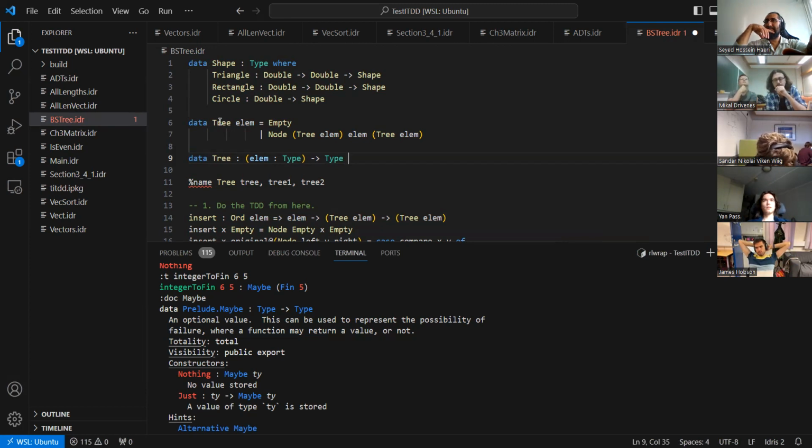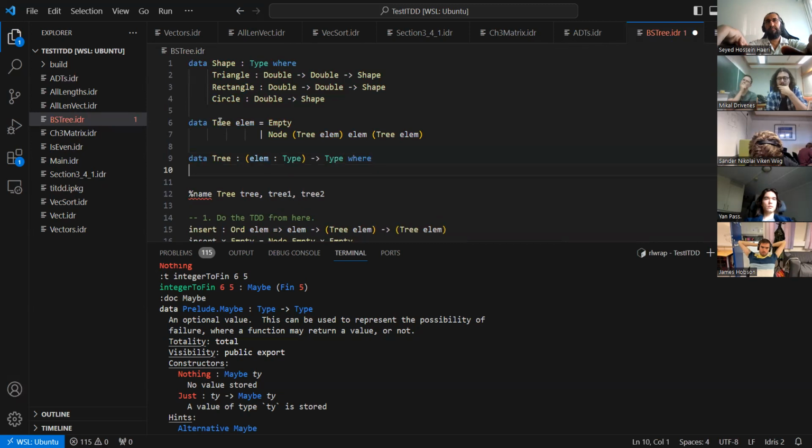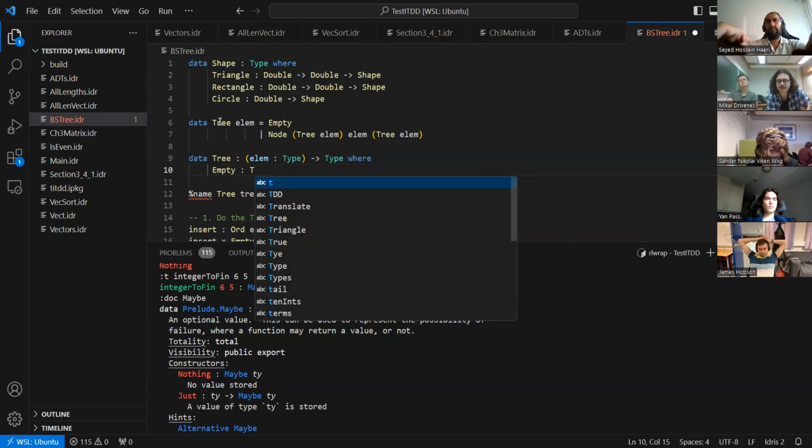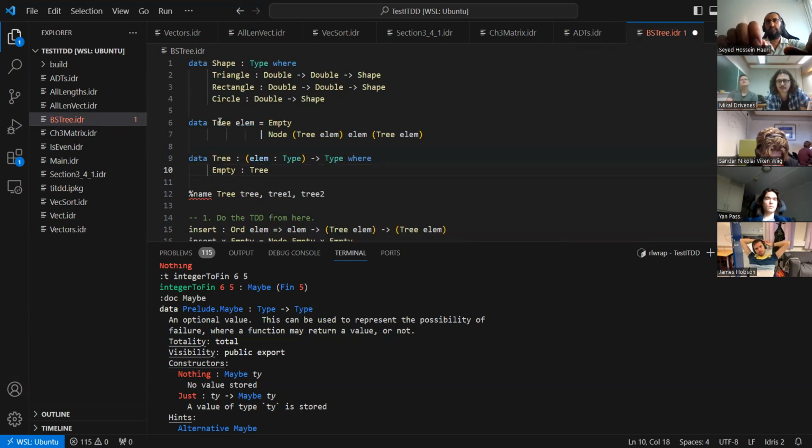Now then what? Where? Yeah. Enter. And then indent however you want. Empty just returns tree. So colon, tree. Is that all? And then you have the node.